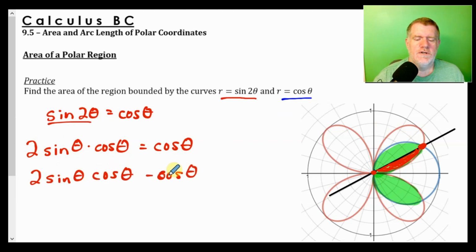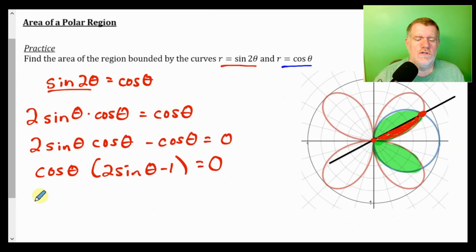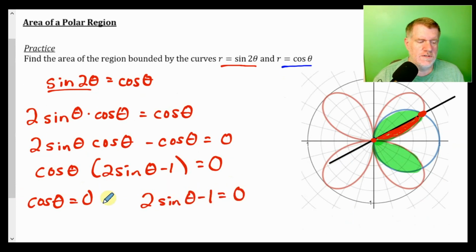All right, it should be a cosine, and that should equal 0. We'll factor out a cosine, which leaves us with 2 sine of theta minus 1. So here I got 2 possibilities: cosine of theta equals 0, and 2 sine of theta minus 1 equals 0.